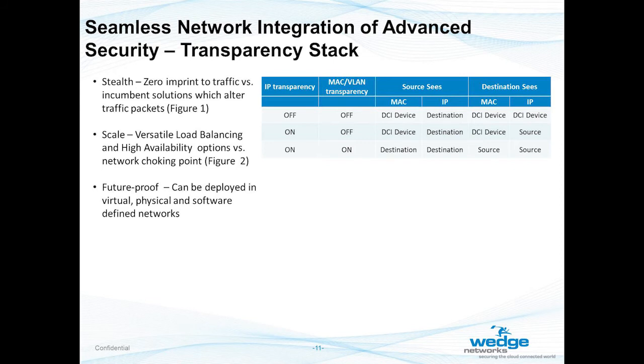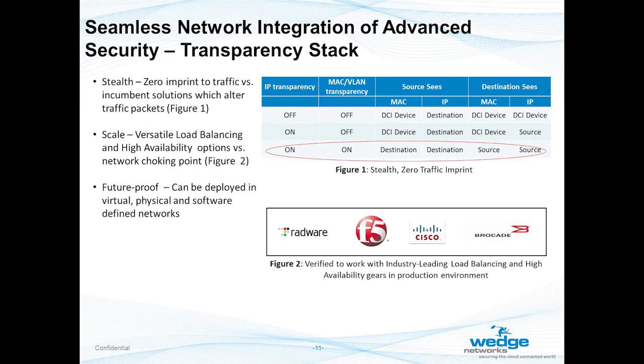In fact, in our technology, in WedgeOS, we support different types of transparencies, whether it's IP transparency or VLAN or MAC transparency. That allows us to be easily deployed in stealth if you have both transparencies on, allowing the solution to be installed easily with different types of load balancers, or in addition to that with the network, without having to reconfigure or re-architect your network.